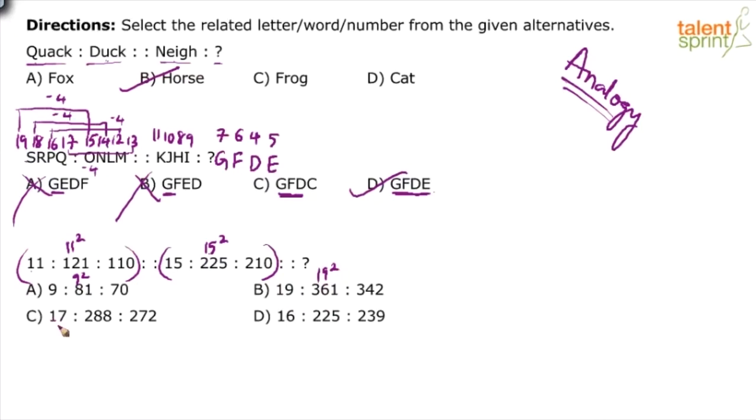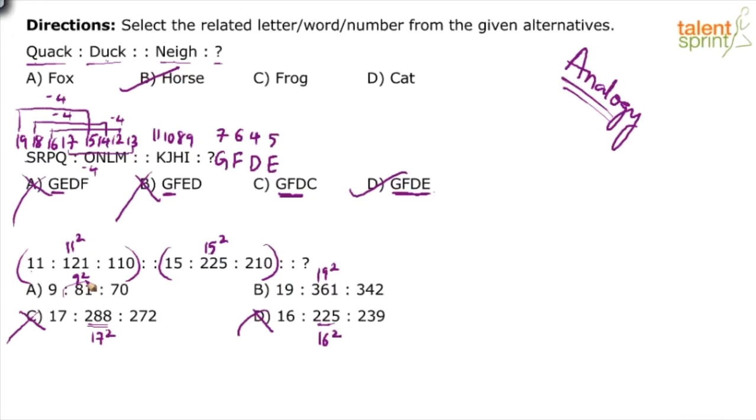Look at option C, 17. You know that the next number should be 17 squared. What is 17 squared? Is it 288? No. So option C gets eliminated because I want 17 squared to come in the next position. Similarly, if you look at option D, 16 is to 225. You know that 16 squared is 256. And here we have got 225. So option D also gets eliminated. So the two possible answers are A and B, A or B.